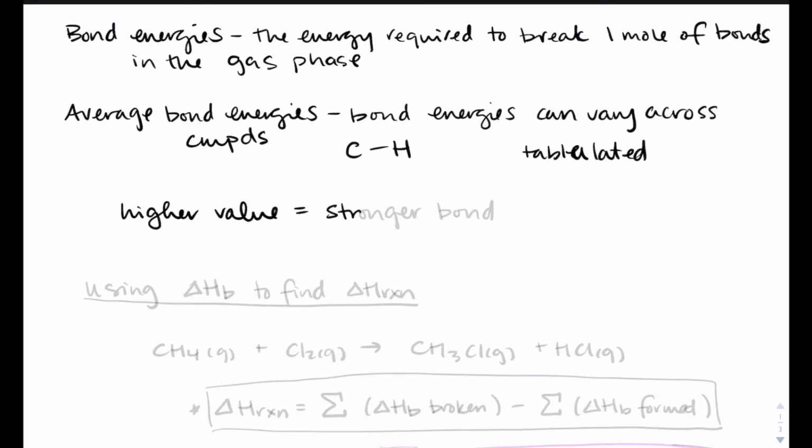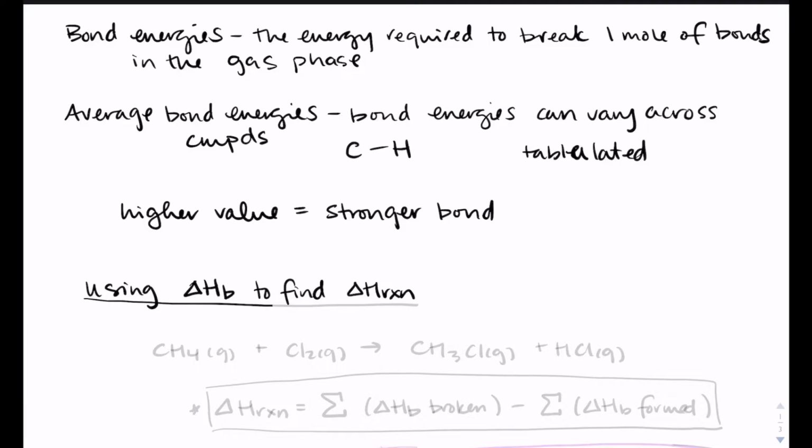What you will see and what these mean is that if you have a higher value for the bond energy, this means that it's a stronger bond. We can use the bond energy to find delta H reaction. It's going to be marked as delta H reaction. It's not going to have that little circle on it.